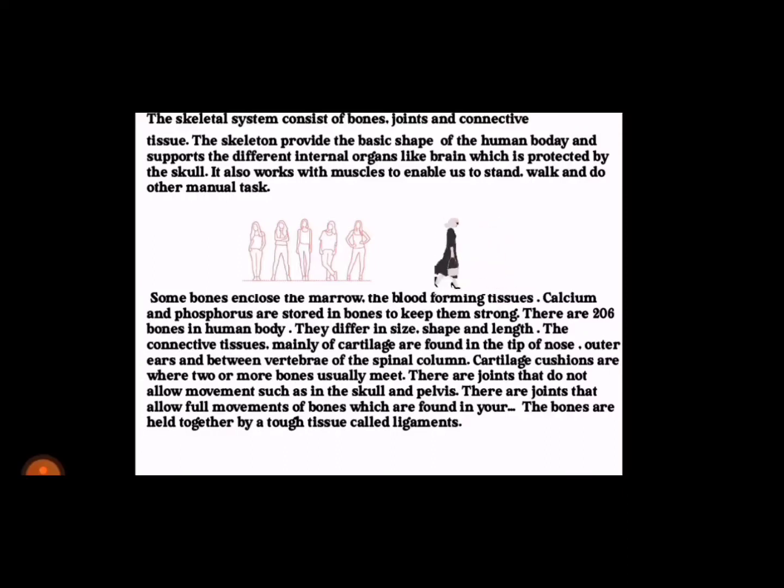The connective tissues, mainly the cartilage, are found in the tip of the nose, outer ears, and between vertebrae of the spinal column. Cartilage cushions are where two or more bones usually meet. There are joints that do not allow movement, such as in the skull and pelvis.